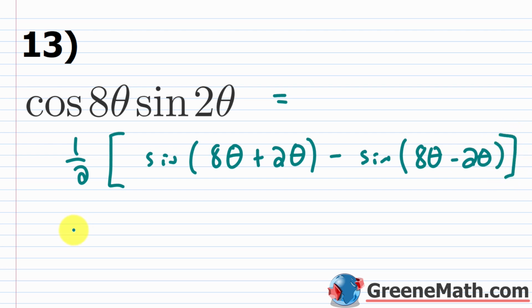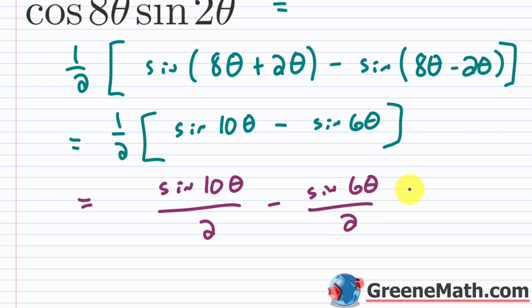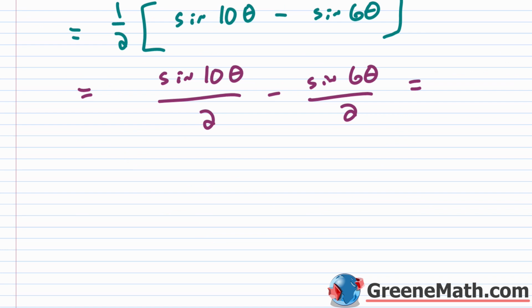Let me close this down. So let me say this equals, you have 1/2 times this quantity. The sine of 8 theta plus 2 theta, we can just say this is the sine of 10 theta. And then minus the sine of 8 theta minus 2 theta would be 6 theta. So I'll just distribute the 1/2 to each guy here. So this would be sine of 10 theta over 2 minus sine of 6 theta over 2. And of course, you could write that with a common denominator if you wanted to. So you could say this is the sine of 10 theta minus the sine of 6 theta over 2.